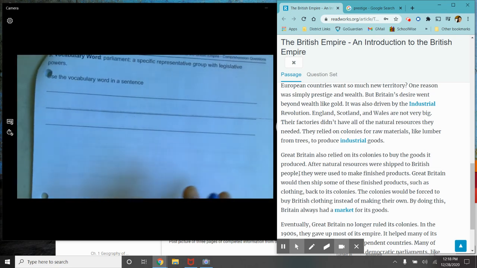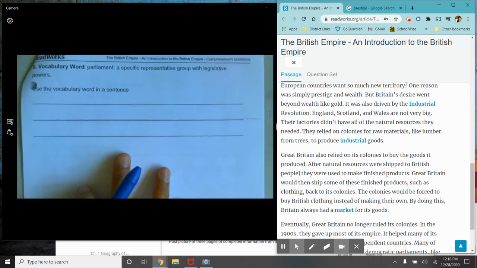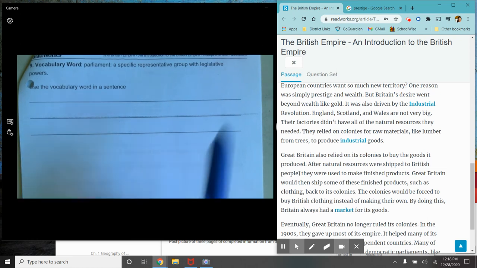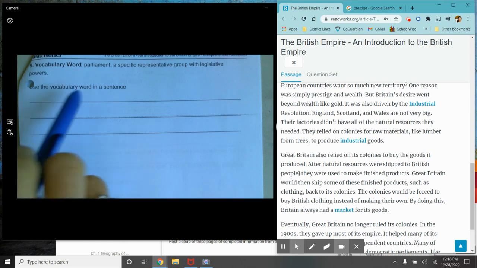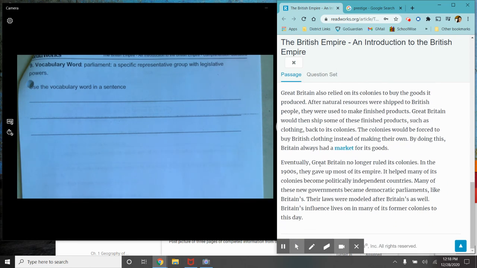All right, Parliament is a specific representative group with legislative powers. So we have Congress, which is the House of Representatives and the Senate. Use the vocabulary word in a sentence. So Parliament, what can you think of? Well, there are many sentences in here that use the word Parliament, if I'm not mistaken. We can say that Britain's Commonwealths have a parliament similar to Great Britain. A commonwealth is, after Great Britain no longer ruled its colonies, a lot of those places are still called commonwealths.